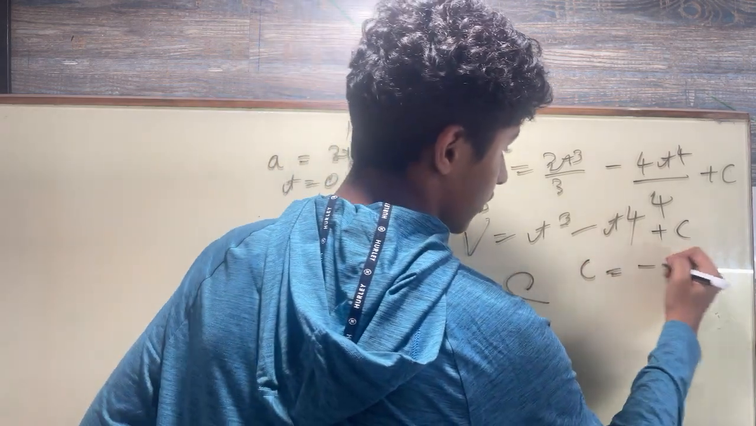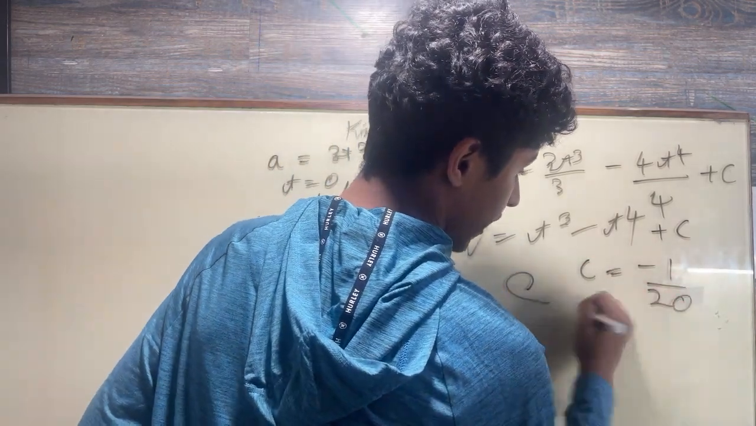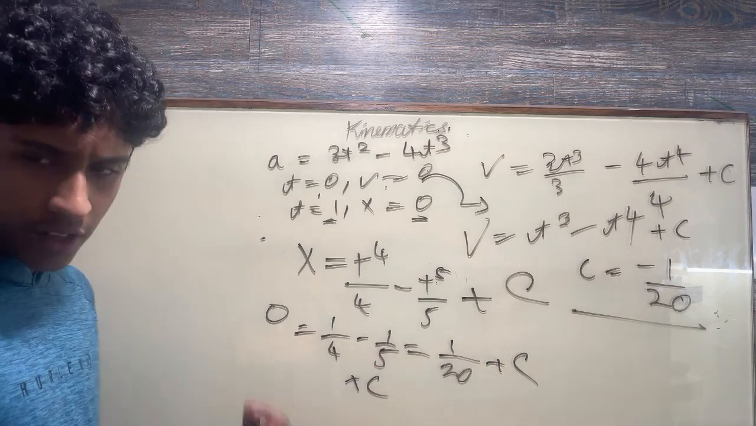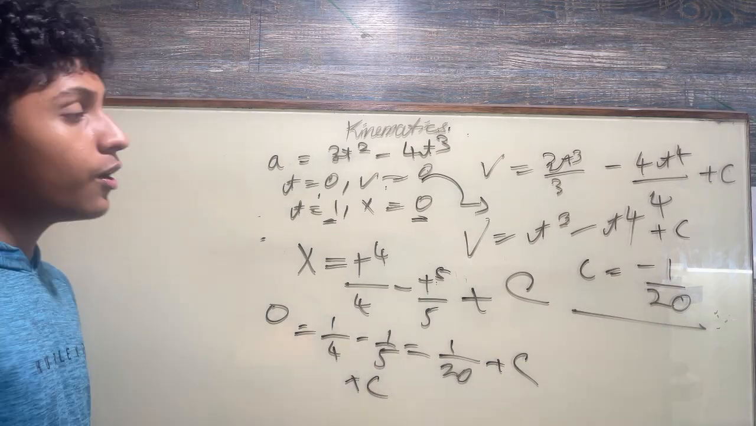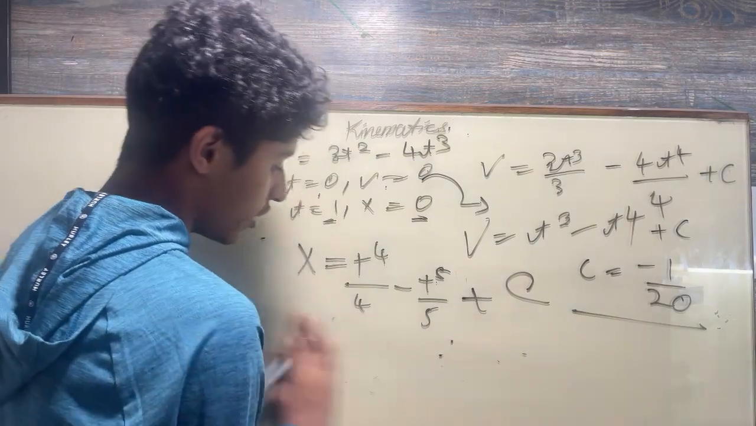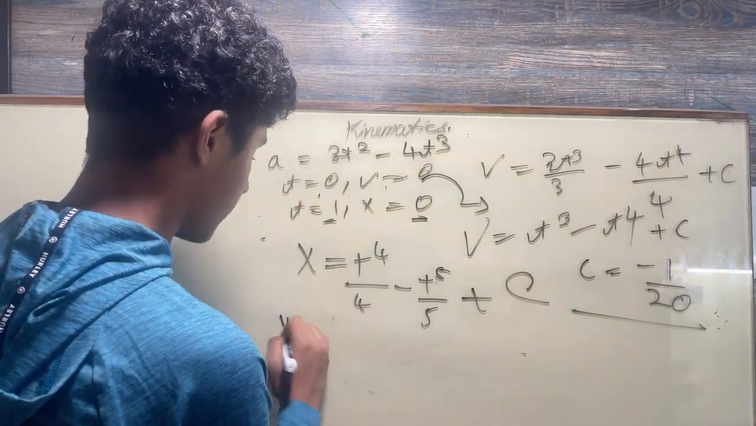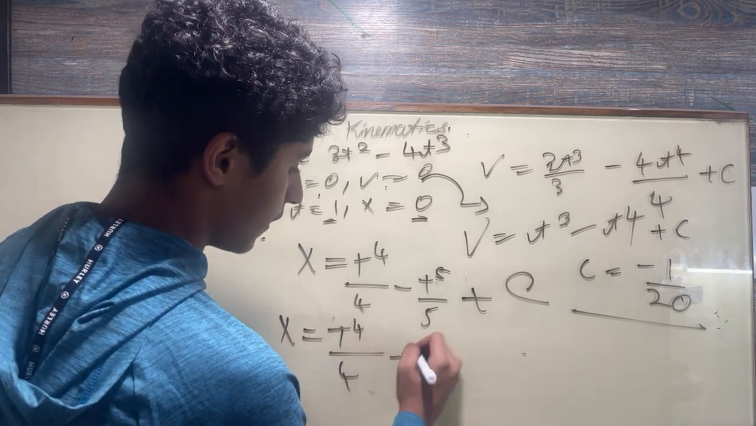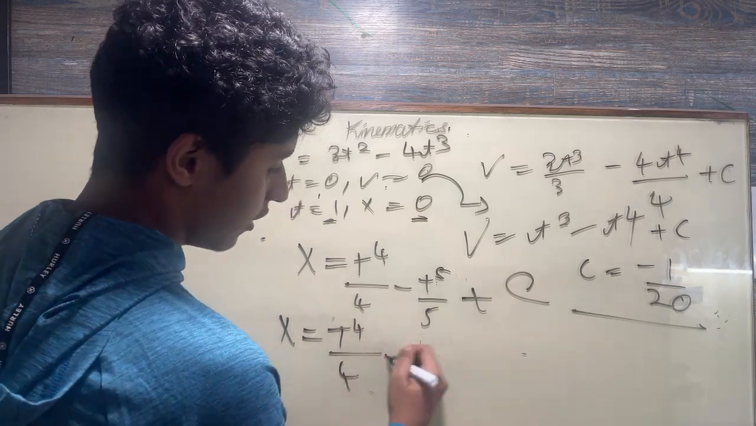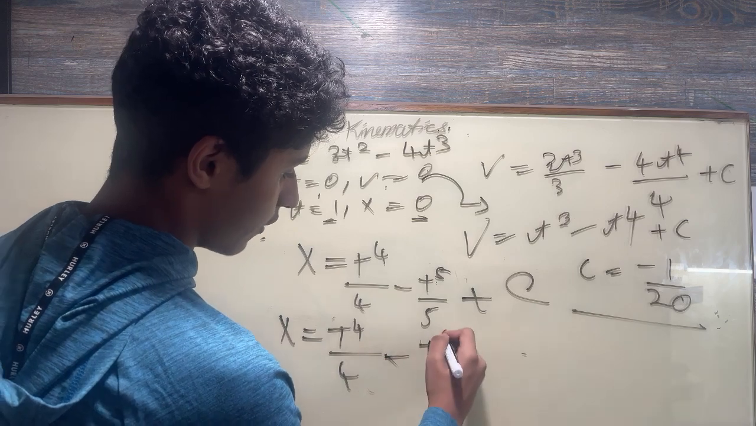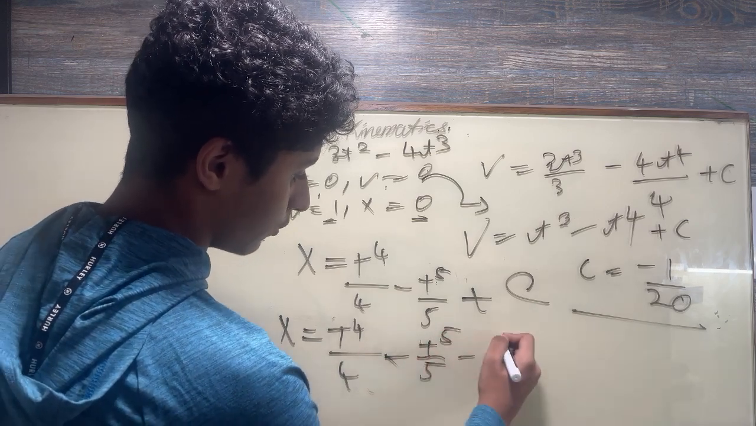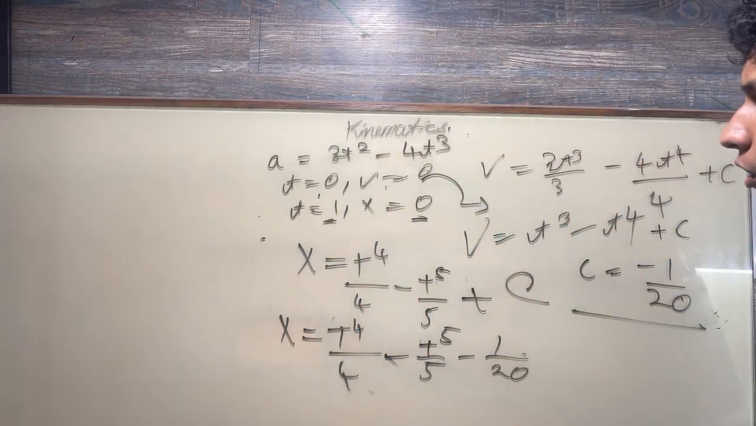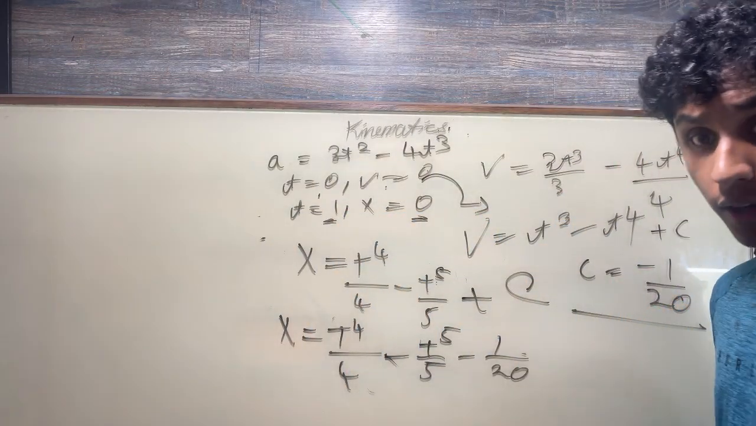That means I can write c is equal to minus 1 by 20, right guys? Because c will go to the LHS and this will be on the RHS, then you transfer the minus as well. My c will be minus 1 by 20. So I can finally write x is equal to t to the power 4 by 4 minus t to the power 5 by 5 minus 1 by 20. So I hope this makes sense for you guys.